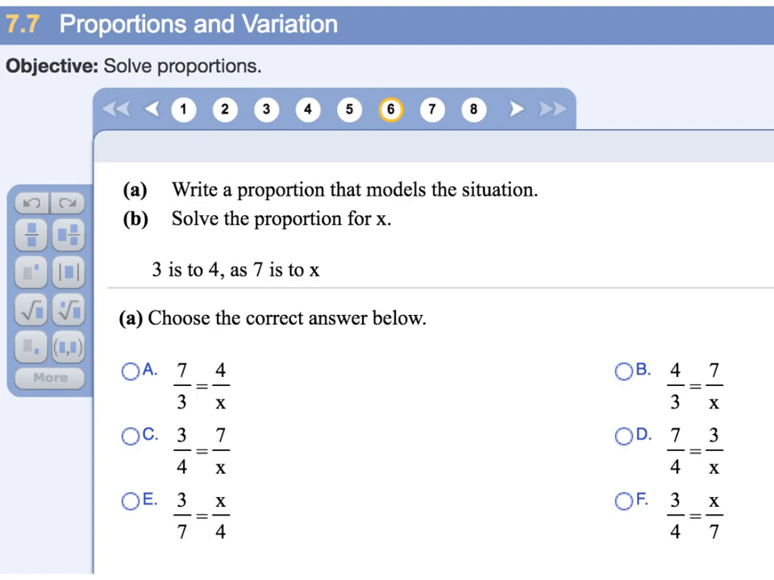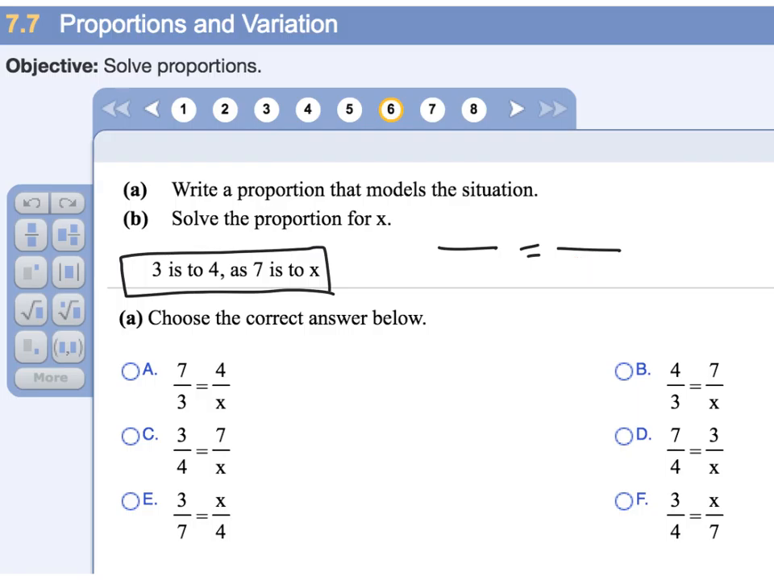All right, so when you have a statement like this, 3 is to 4 as 7 is to x, you have a choice. Now you know that you're going to put it in an equation that looks like a fraction is equal to a fraction, all right?